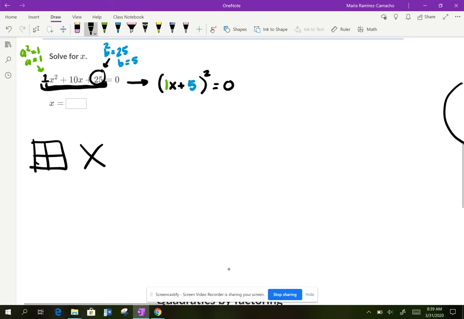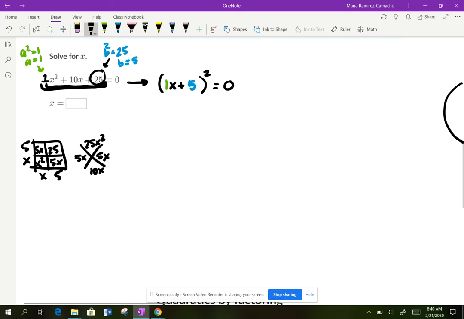So you can go with x squared, 25x squared, 10x would go down here. 5x plus 5x is 10x, but 5x times 5x is 25x squared. What do you know? It is x plus 5 times x plus 5.